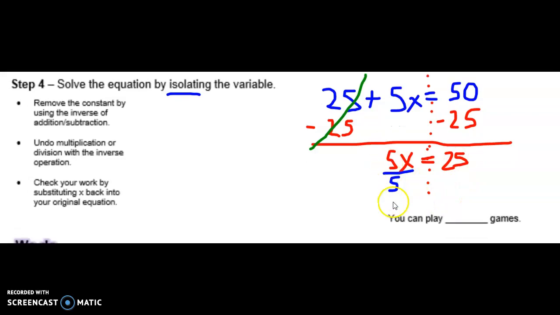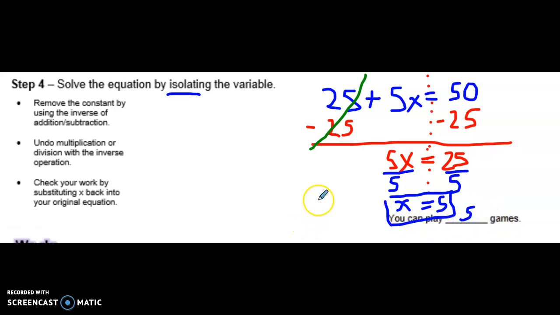5 divided by 5 is 1, so those would go away and leave me with just my x. Well, if I do it to one side of my balance, I have to do it to the other side. 25 divided by 5 is 5. So we get x equals 5. This means, in total, we could play 5 games.